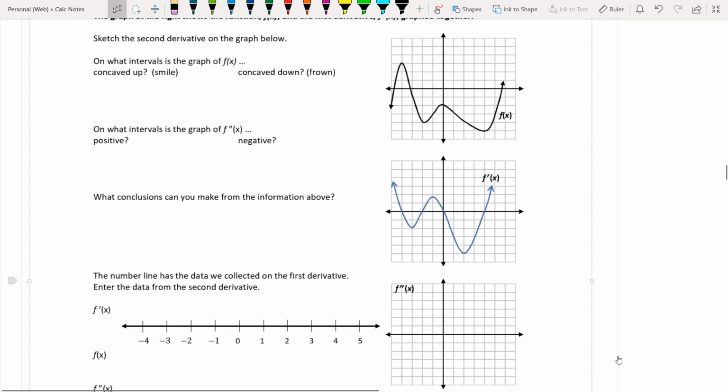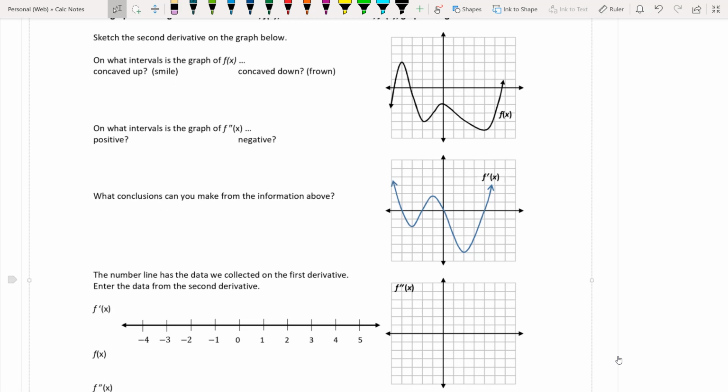Another example similar to the other one. So we're going to start off by sketching the second derivative. Again, the second derivative is based on the first derivative, so I'm going to look for my mins and maxes on the first derivative. I've got 3 of those, which means I'm going to have 3 x-intercepts here: 1 at -3, 1 at -1, and 1 at +2.